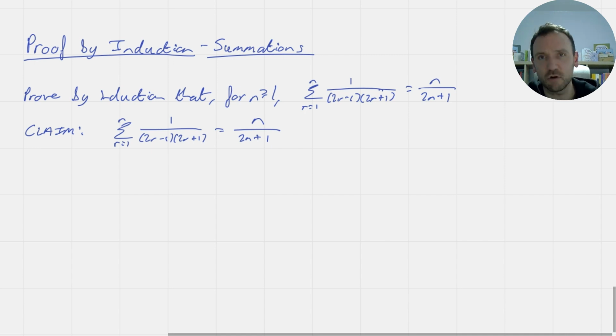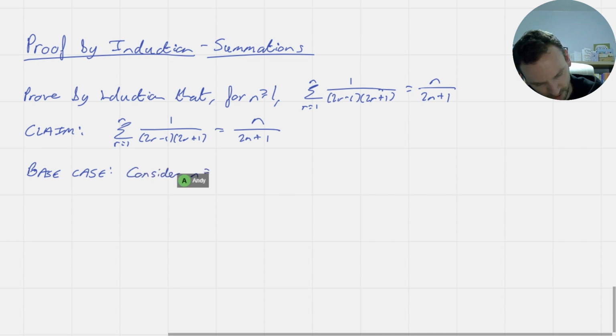Okay, so as always with a proof by induction, our first step is the base case. Let's label it as such. The base case is always considering the smallest value that we're interested in. So in this case, it's n equals 1. If we consider n equals 1, let's look at the left-hand side and right-hand side of our claim and check they're equal. The left-hand side is replacing n with 1. We're doing the sum from r equals 1 to 1.